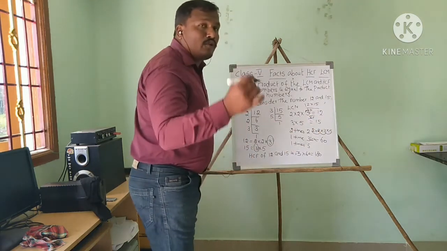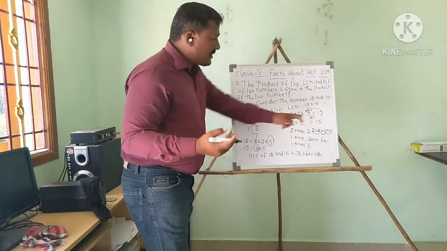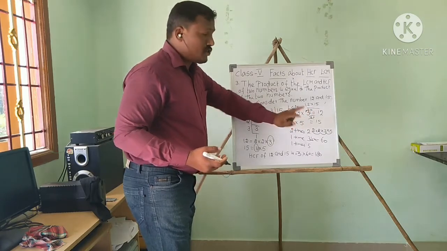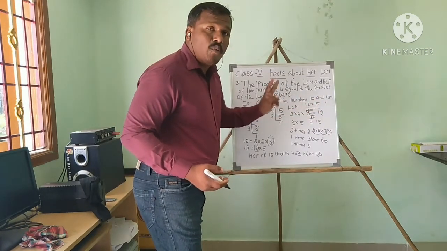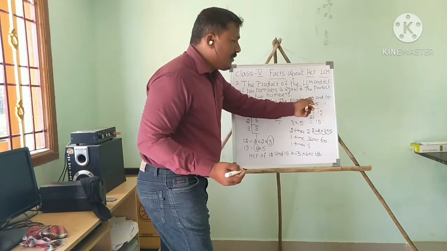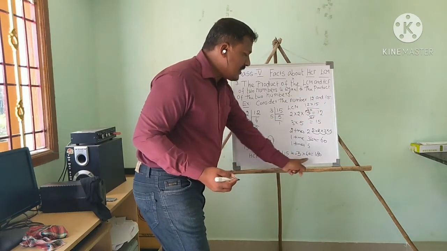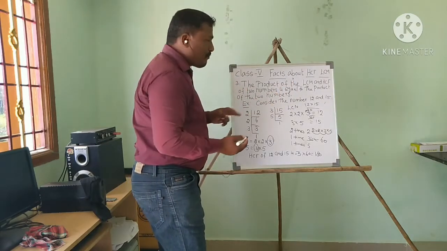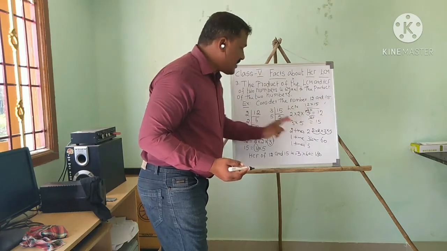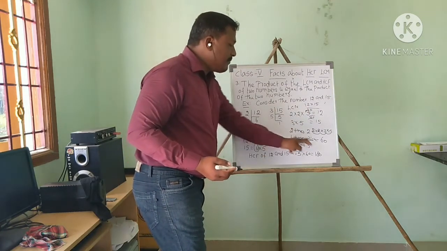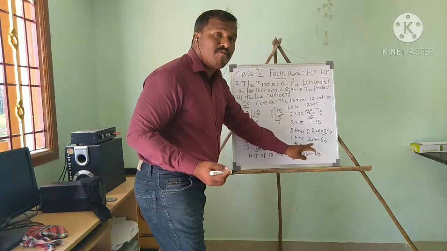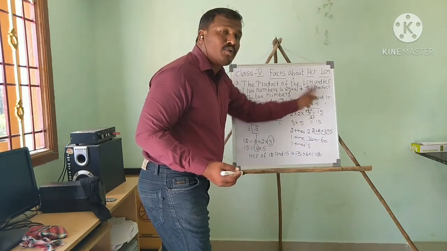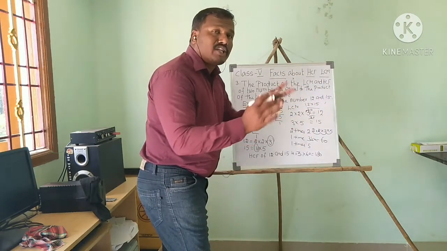There is no place here, so I will write it separately. So 12 into 15 is 180. So 12 into 15, which is 180, is equal to 3 into 60, which is 180. So that's the third fact: the product of the HCF and LCM. You find HCF 3, LCM 60. If you multiply HCF and LCM, we get 180. And if you multiply the two numbers 12 and 15, that product is also 180. So both are equal. This is the third fact.